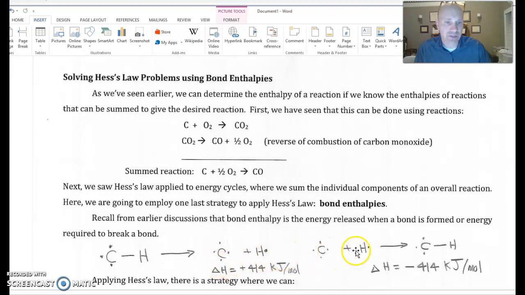We could also express this as the opposite of that, where we take these two atoms and we say, let's let these two atoms form a bond. When bonds are formed, we release energy. Notice that these are just the opposites of each other. One is the energy required to break apart. The other is the energy released when the bond is formed.